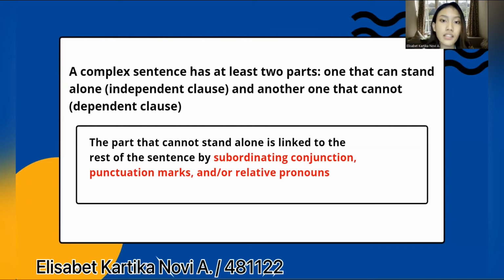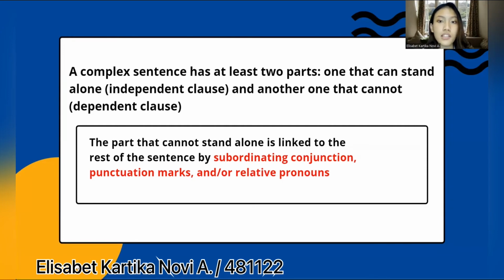A complex sentence has at least two parts. One that can stand alone, which is the independent clause, and another one that cannot stand alone, which is the dependent clause. The part that cannot stand alone is linked to the rest of the sentence by subordinating conjunctions, punctuation marks, and/or relative pronouns. From here, we know that a complex sentence is actually not that complex as long as we can identify the difference between independent clause and dependent clause.